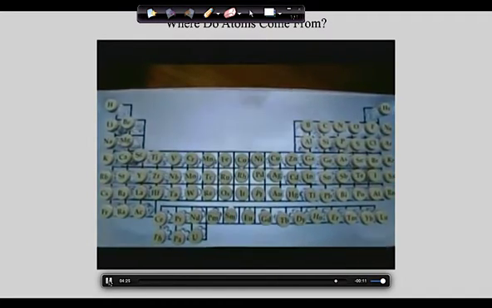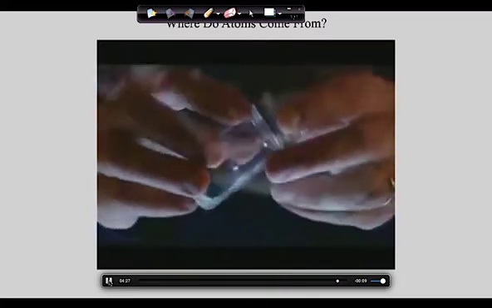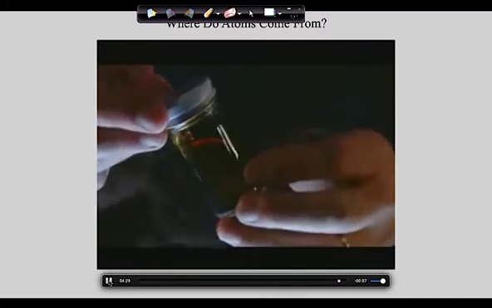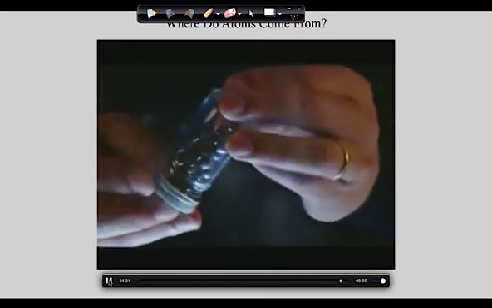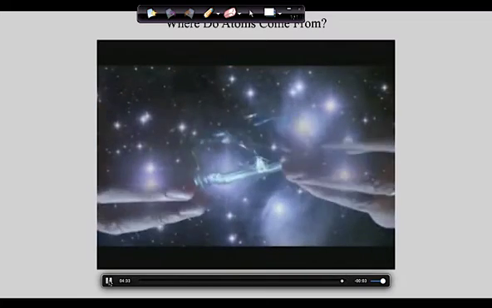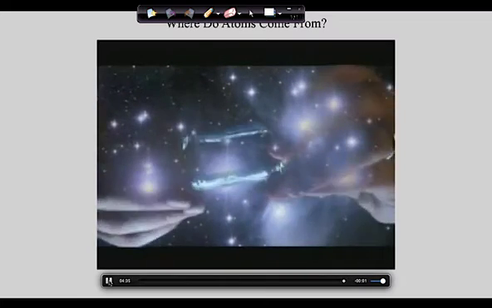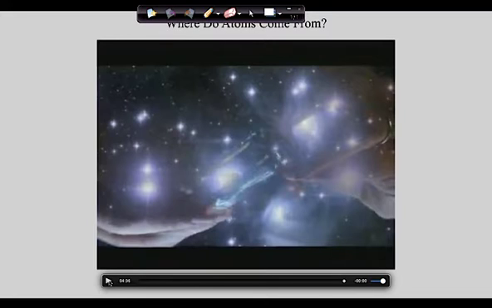We are all stardust. The carbon in our bodies, the iron in our blood, the calcium in our bones. Every last atom was formed in a star. You get the idea? Okay, so let's do this as a timeline.